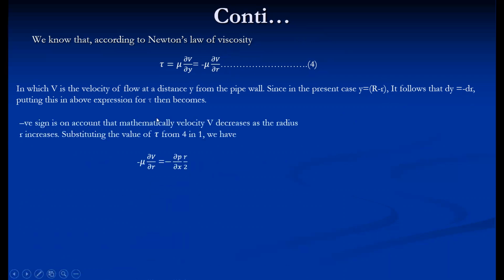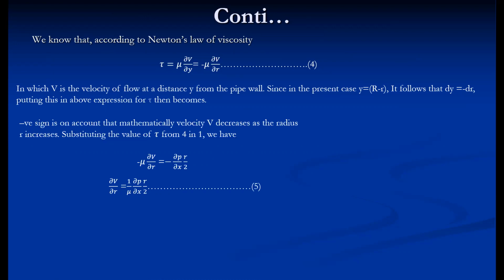If we equate this with the derived equation, that is minus ∂p by ∂x into r by 2, we can arrive at the differential form of the equation of velocity profile. Now in programming, we solve this ordinary differential equation. This is a first order ordinary differential equation. The same equation we will solve using a Scilab program, which is not that much difficult, even in the analytical approach.